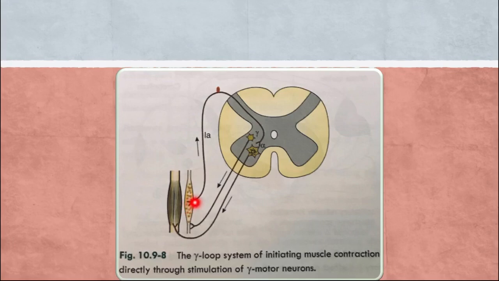रिसेप्टर पोटेंशियल जनरेट होगा. So it will go to the spinal cord, and in the spinal cord, this 1A fiber forms a synapse with the alpha motor neuron. So it will stimulate the alpha motor neuron, and what the stimulation of alpha motor neuron will do, ultimately it will make the muscle contract. So this is the gamma loop system of initiating muscle contraction directly through the stimulation of gamma motor neurons.